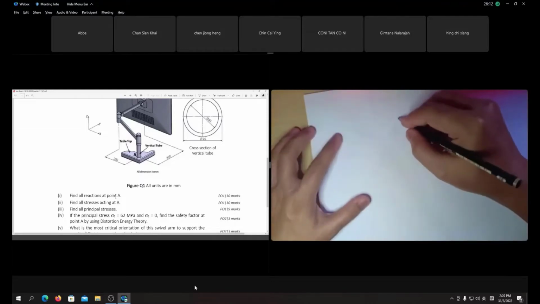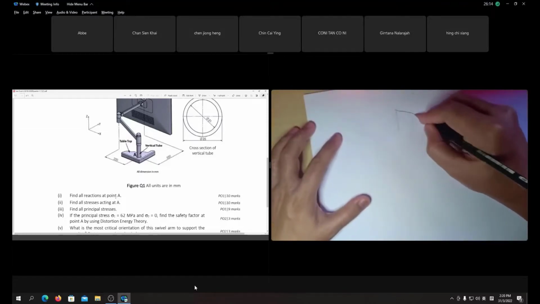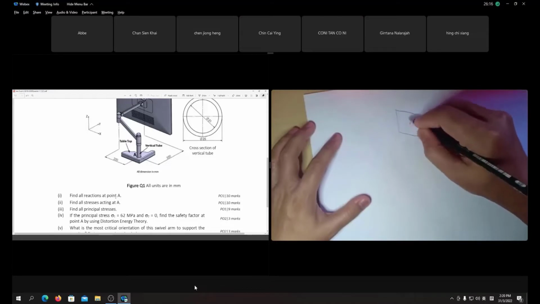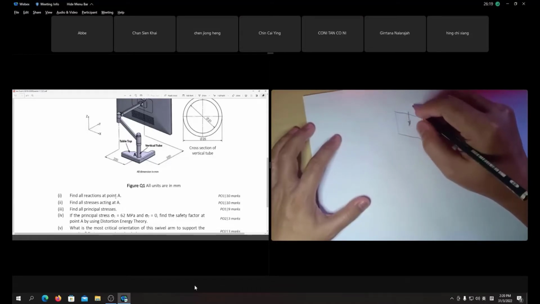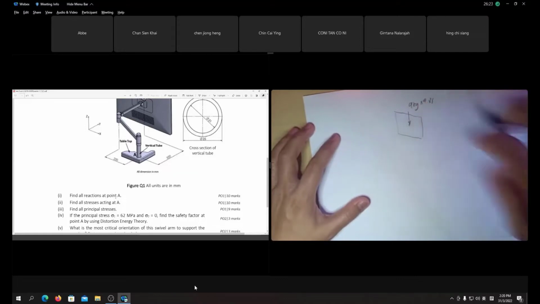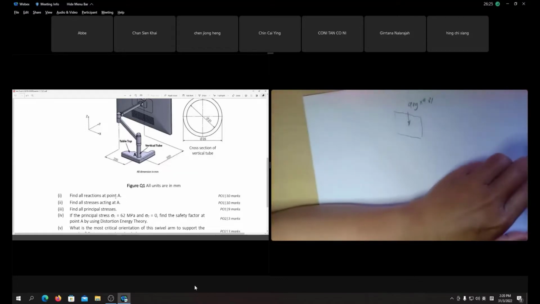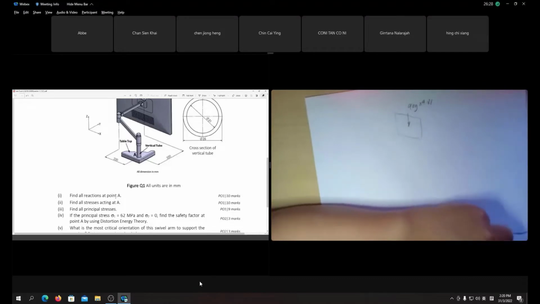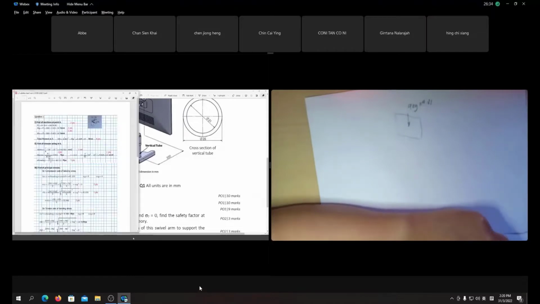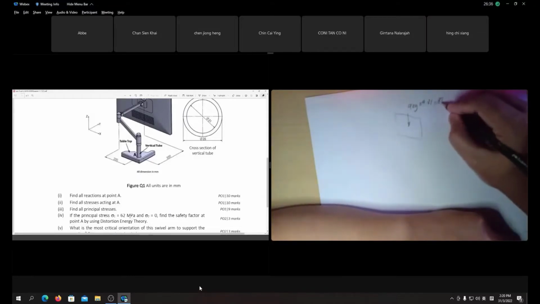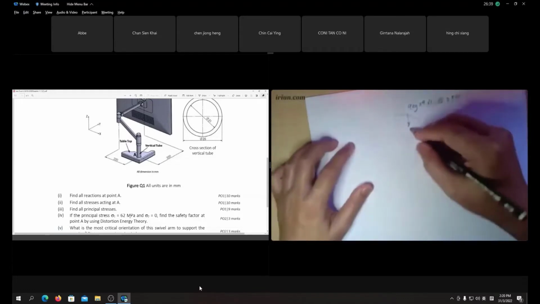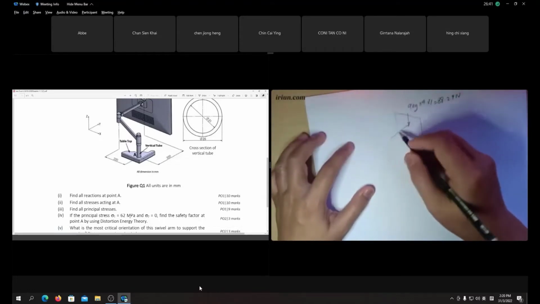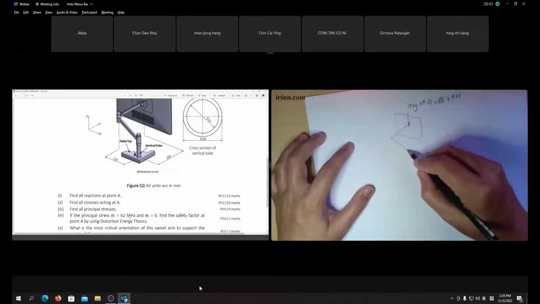Okay, so we have a monitor like this. There's a load. Kita tahu center ni is berapa? 9 kg. Force kali 9.81. So, berapa? Apa value dia? 88.29 Newton.